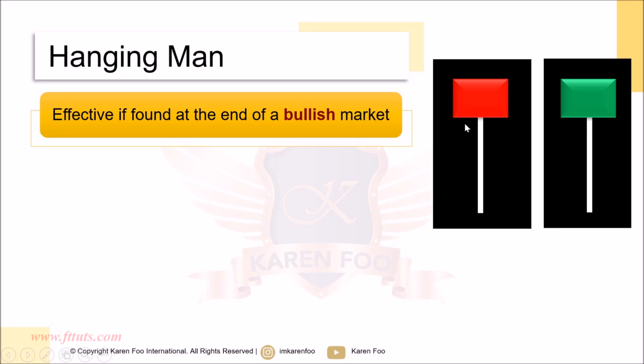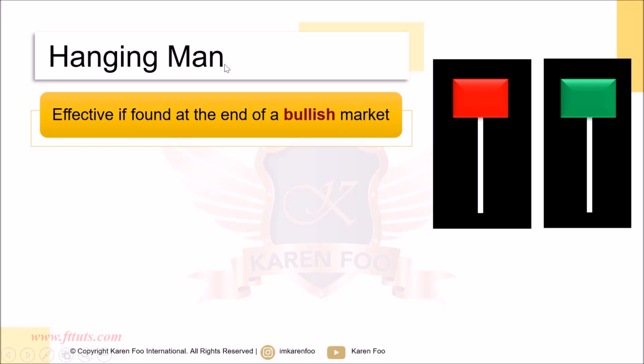So in a sense, buyers could have been dominating. But then the fact that there were so many sellers pushing the price all the way down here, it means that sellers are also present. So there's also selling implication. So please don't confuse this with the hammer pattern, even though it looks the same.